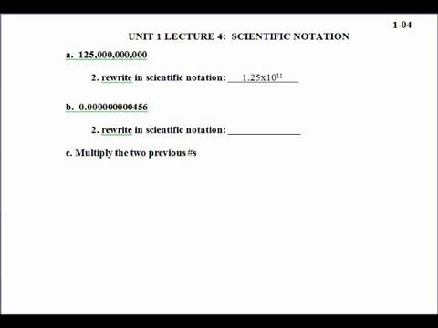Looking at the next example, we have 0.000000000456. That's an extremely low number. This is going to be reverse scientific notation, or negative exponents. We're going to count over from the decimal place, but this time to the right. If you can remember that going to the right means you'll have a negative exponent, it'll help you out in the future.